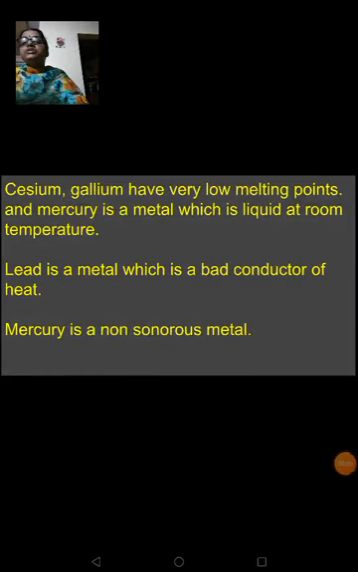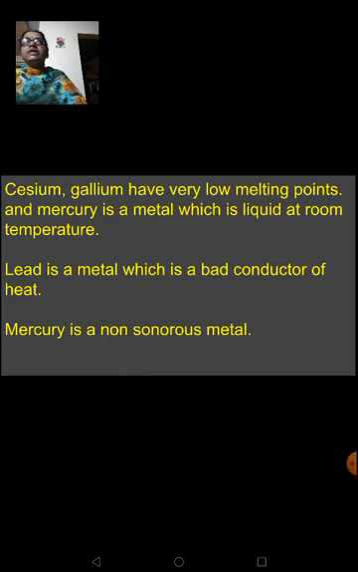Now, cesium and gallium both have very low melting points. That means when you keep them on your palm itself, they begin to melt. These are all some exceptional properties of metals. Metals like cesium and gallium are all classified under metals. They all come under the category of metals or elements. But these are all some exceptions.